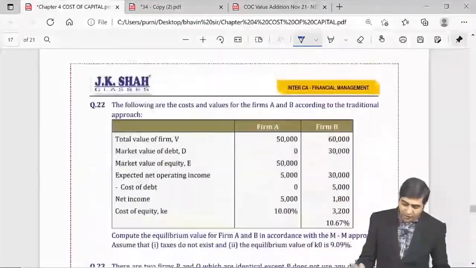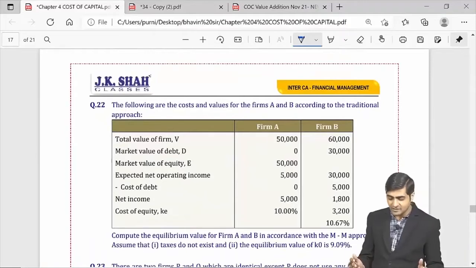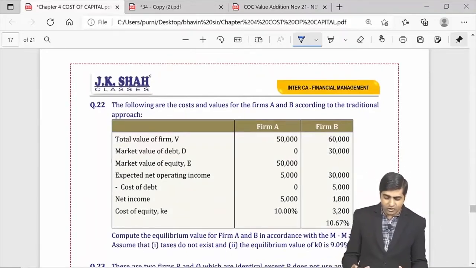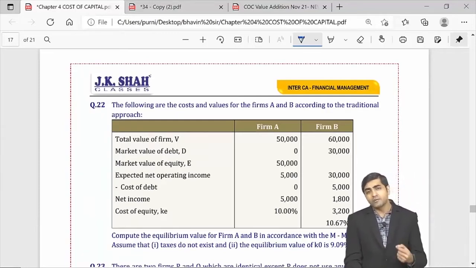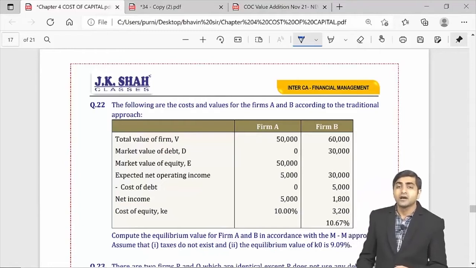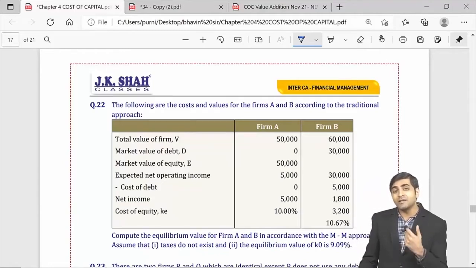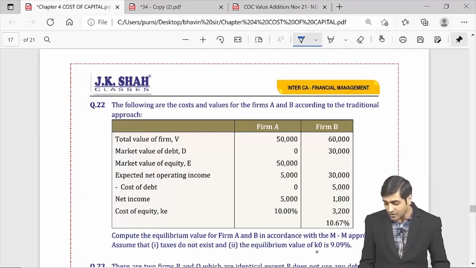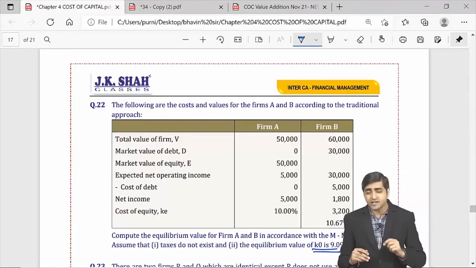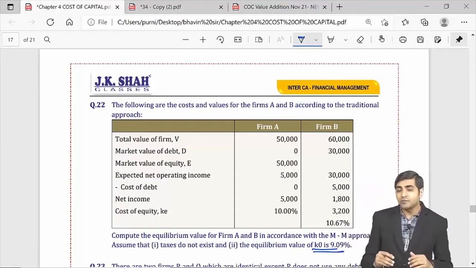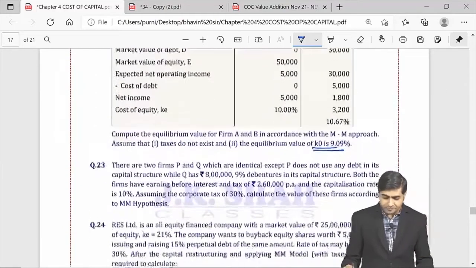Now my dear students, question number 22 is a very easy question. Here we just have to calculate the market value of firms A and B, which you can get with the help of the equilibrium value: whatever your equilibrium EBIT is, you will divide that by your equilibrium KO, which is 9.09%, and that's how you will get the equilibrium value of the firm, okay?